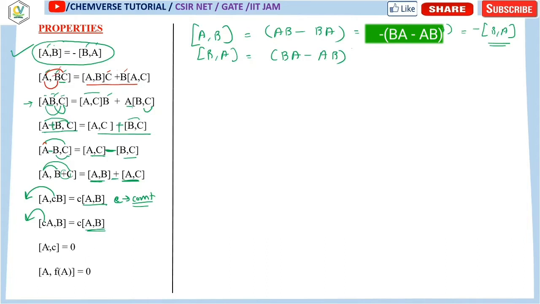Now if any operator is in commutation with any constant, that will always give you the value 0. And if any operator is commuted with its own function, suppose I am taking the commutator of x and x square. Now x square is nothing but a function of x, so it will always have the value 0.